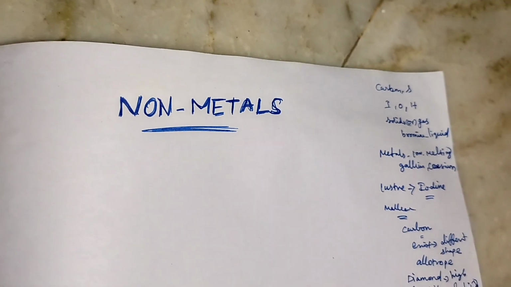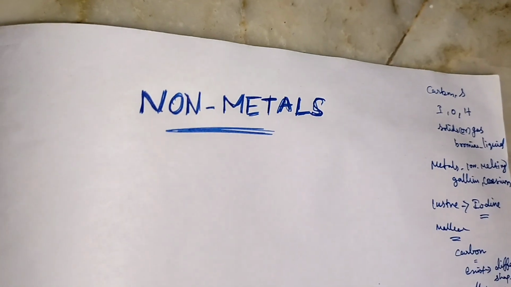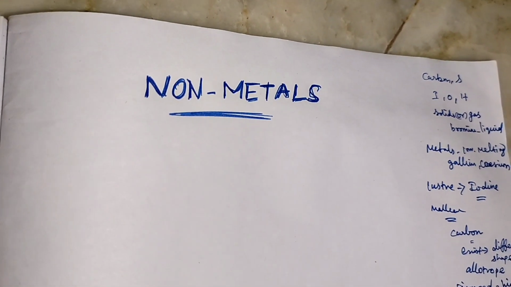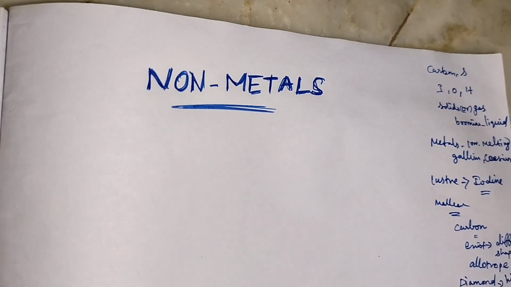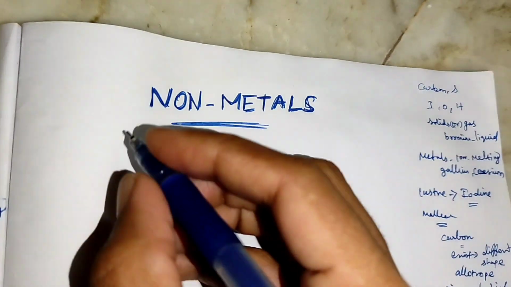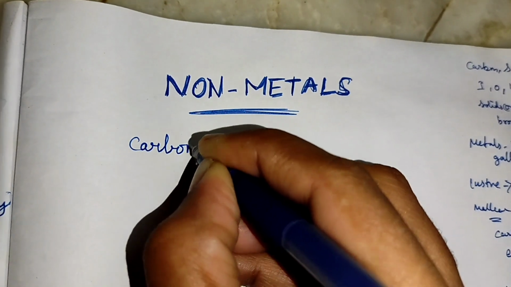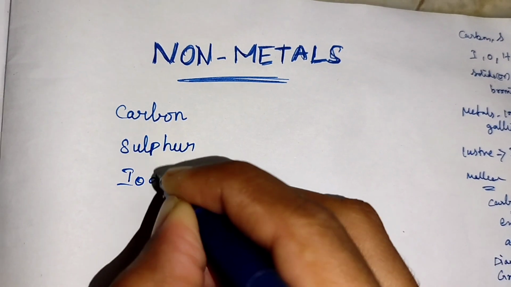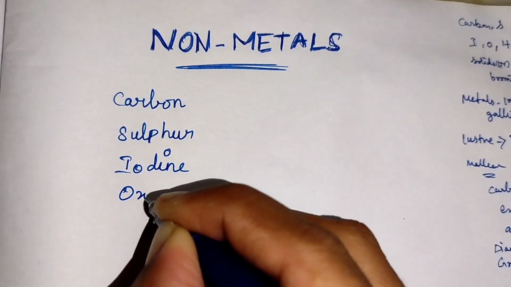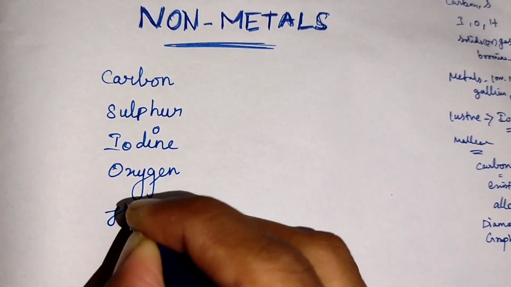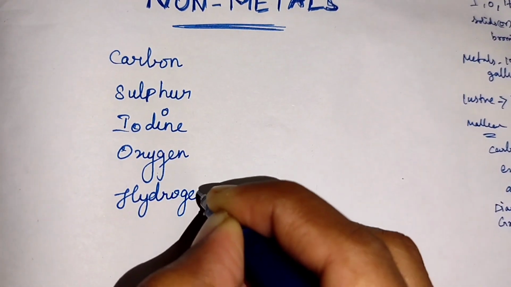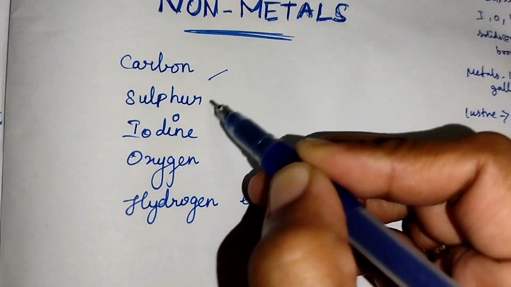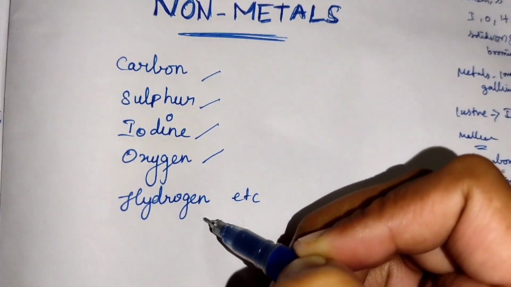Hi guys, today's topic is non-metals. Now we are going to differentiate between metals and non-metals by using the physical properties of some of the non-metals. Examples of non-metals are carbon, sulfur, iodine, oxygen, hydrogen, etc. I'm just saying here some of the non-metals like carbon, sulfur, iodine, oxygen and hydrogen.